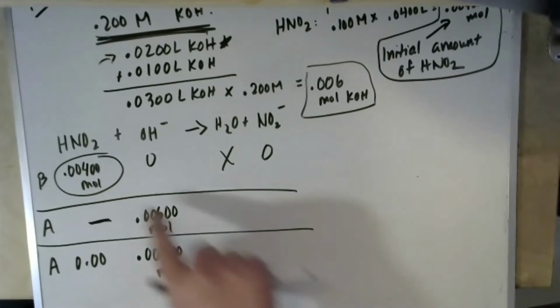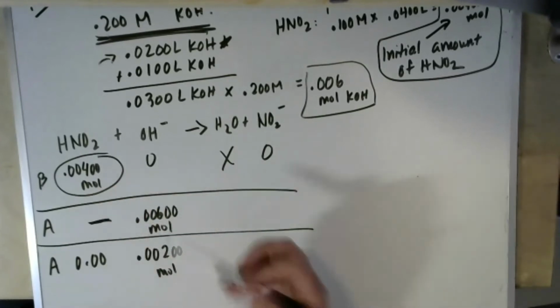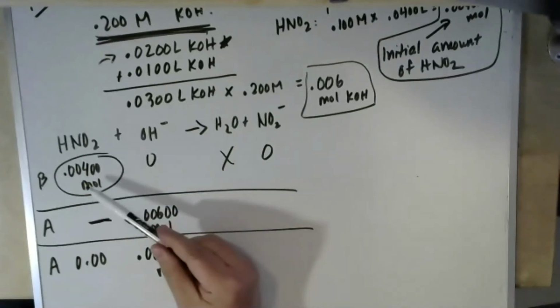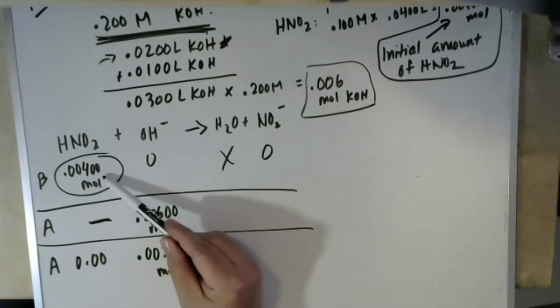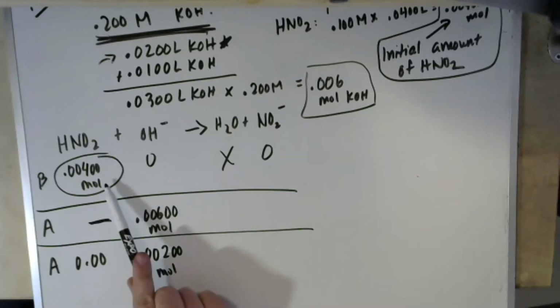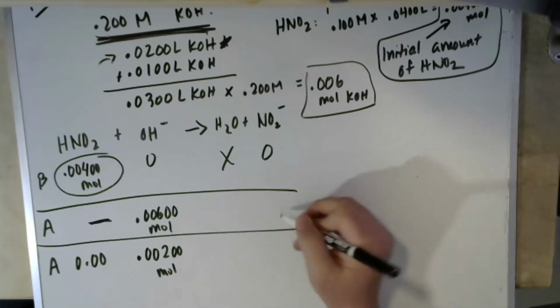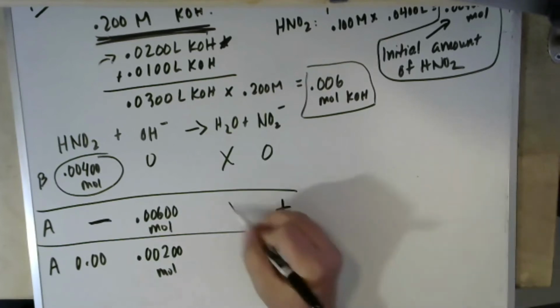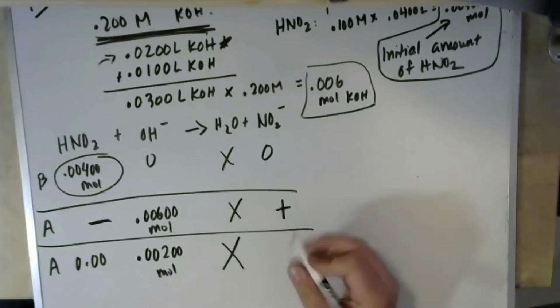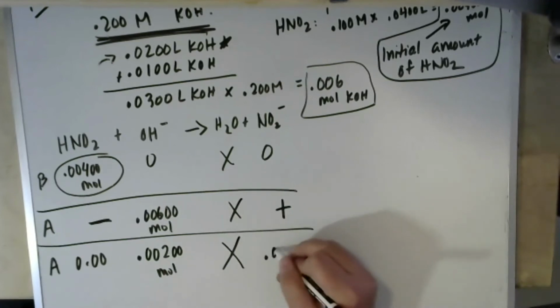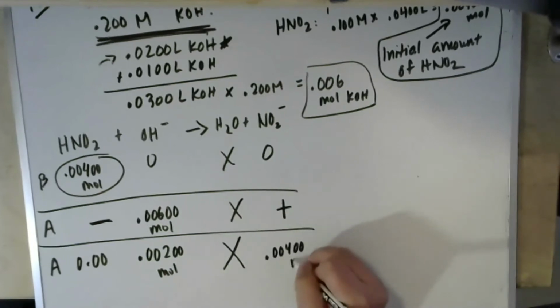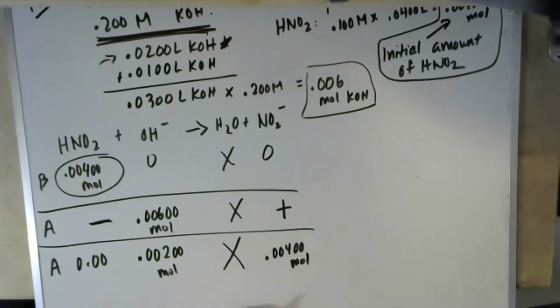Now, when these two things are reacting, and I've used up my 0.004 moles of nitrous acid, at the same time that I'm using this up, I'm creating that much nitrite ion. Okay, so we could put an addition over here. So we end up with 0.004 moles of the nitrite ion.